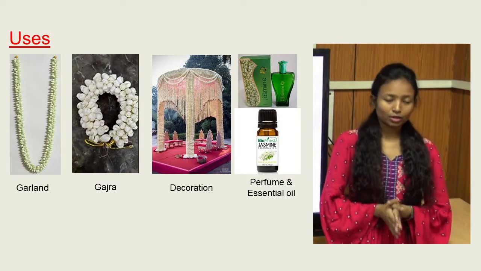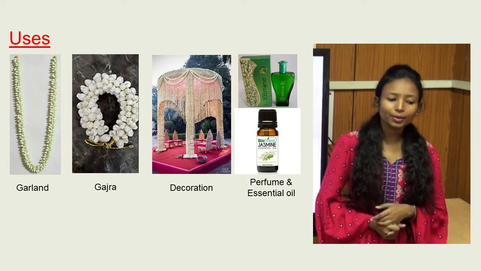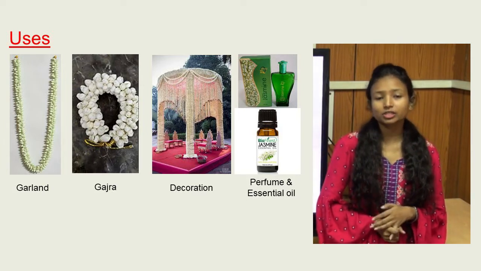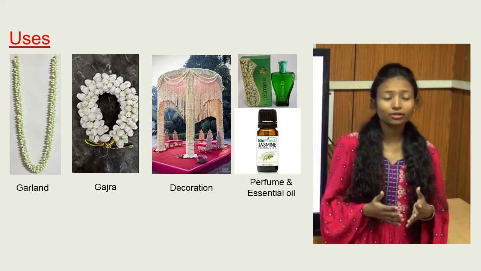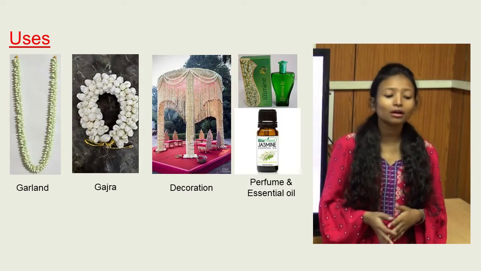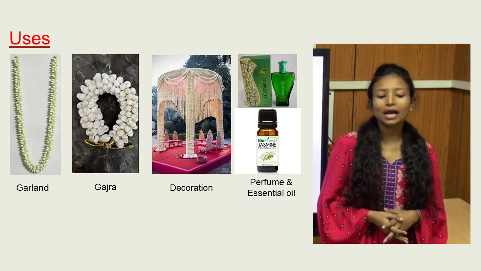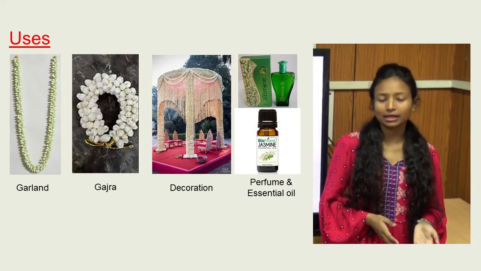Jasmine has a loose flower. It is used for garland preparation, gajra making, which is a daily routine for women in southern India, and for decoration purposes, and for perfume making and essential oil.